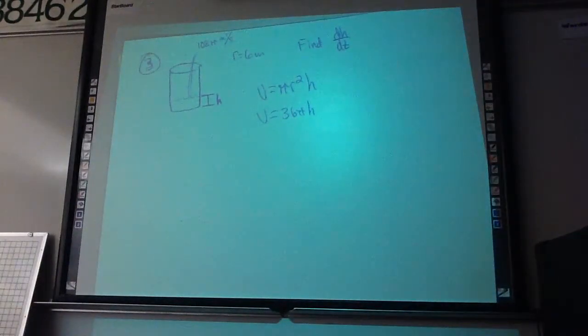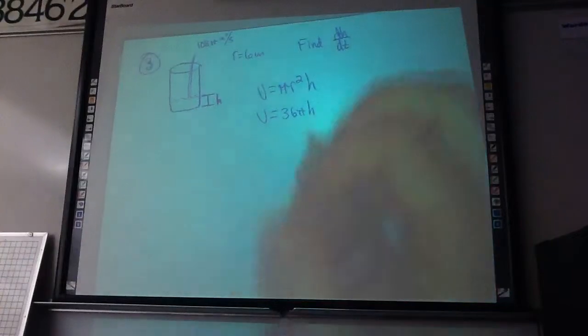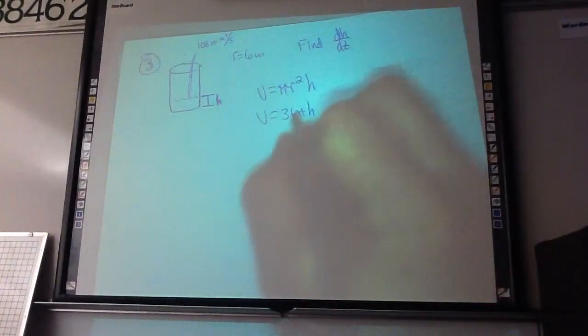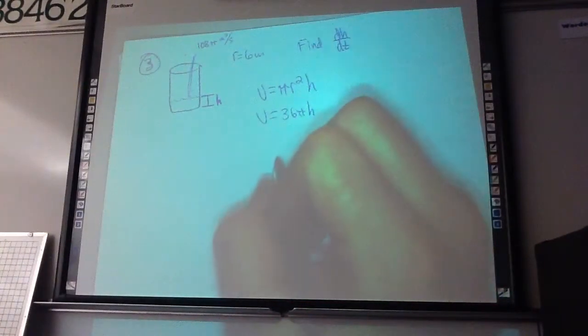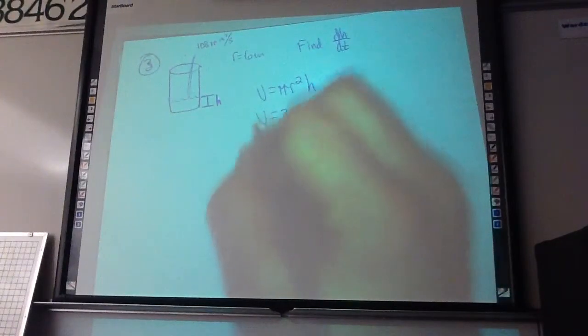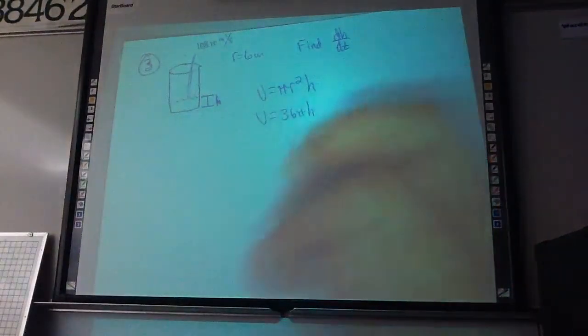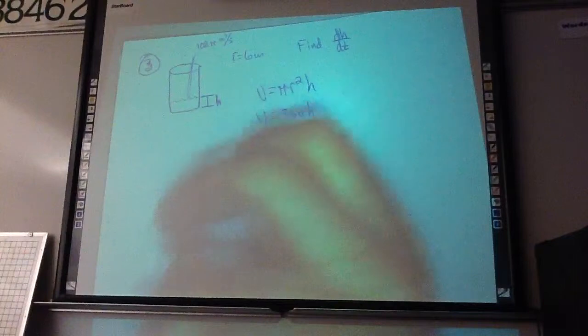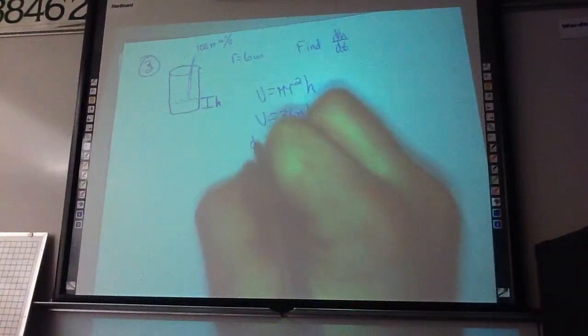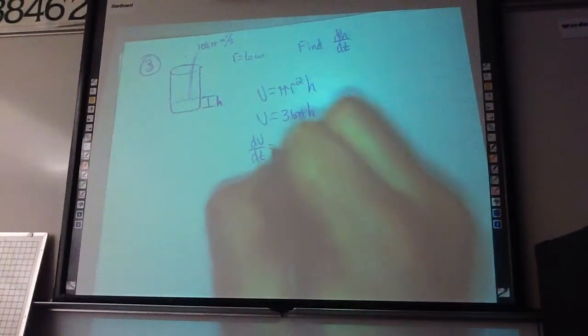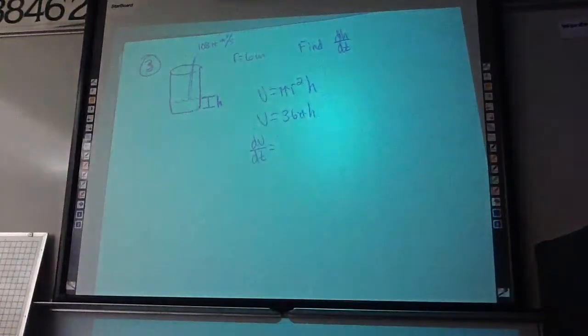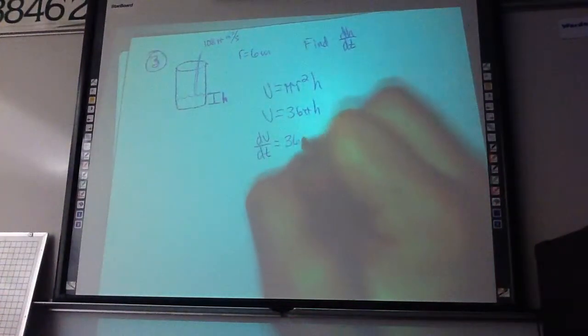But the derivative of h is just 1. First of all, what's the derivative of the left side? Let's move left to right here. What's the derivative of V? dV/dt. What's the derivative of this side? 36 pi dh/dt. Yep.